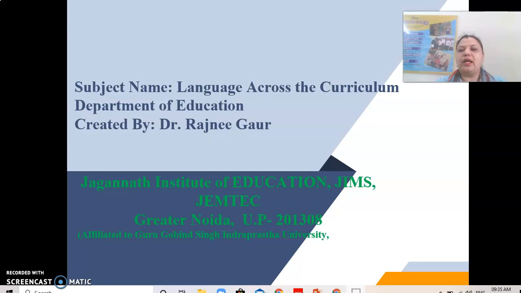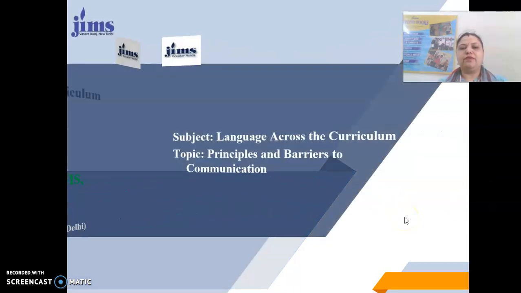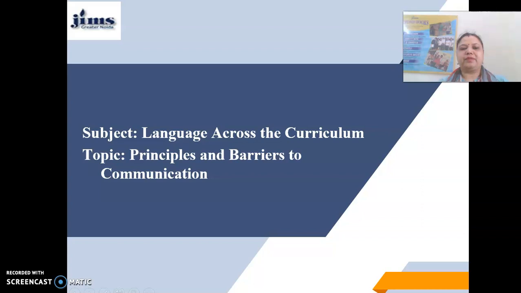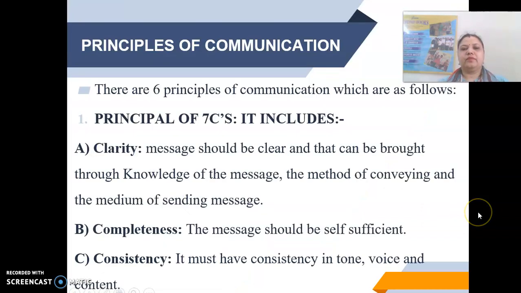As we know, communication is a social process and it is an integral part of our life. Without communication, one cannot survive in society and cannot establish relationships with others. So let's proceed towards our topic, principles of communication. There are 6 principles of communication which are as follows. First principle is principle of 7 C's.